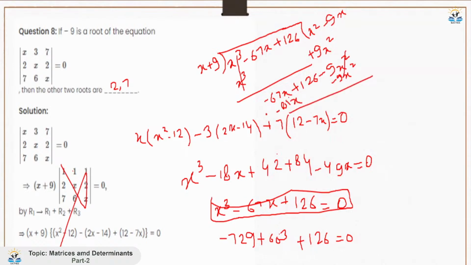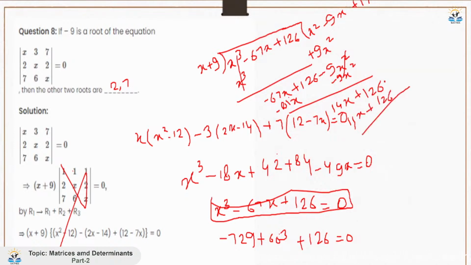So this will cancel, and here it would become plus. So 81 minus 67 is how much? 77. And then 14, so 14x plus 126. So basically, just now add 14, and you are getting your answer 14x plus 126.